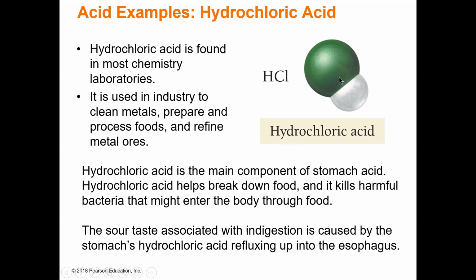When we stick this thing in water though, this chlorine and this hydrogen will break apart, and this hydrogen, or H+, or sometimes we call it a proton, will float around in solution, and that is what gives it the acidic quality. We find this in industry to clean metals, prepare processed foods. Isn't that appetizing? Refined metal ore. And then again, it's the main component of stomach acid.